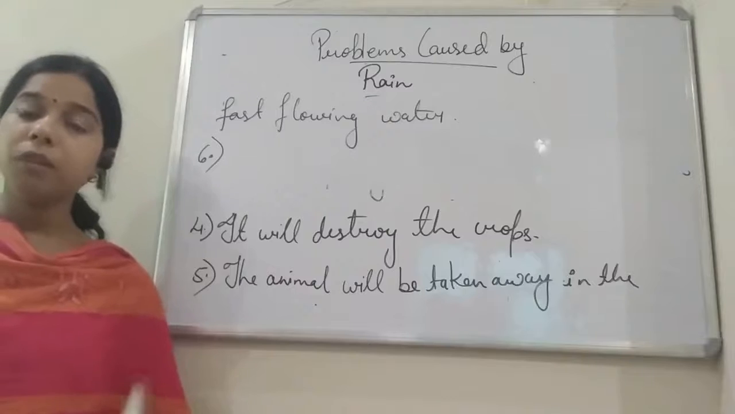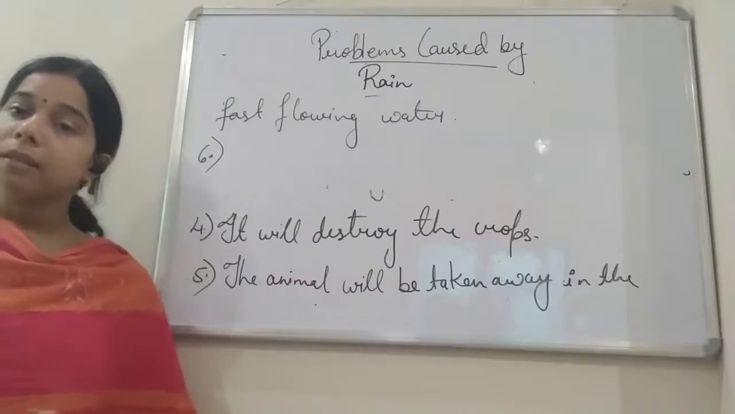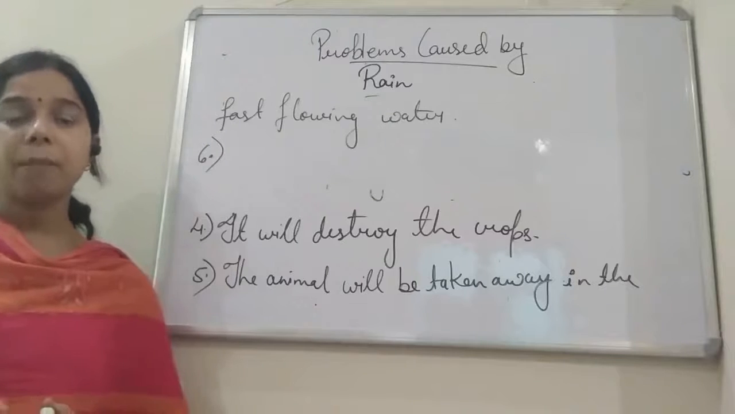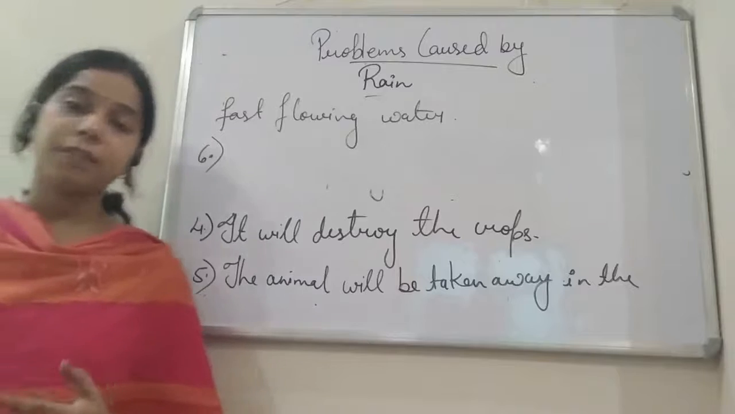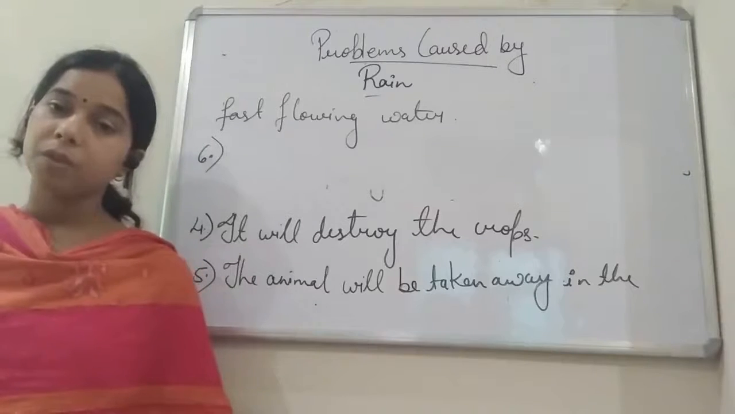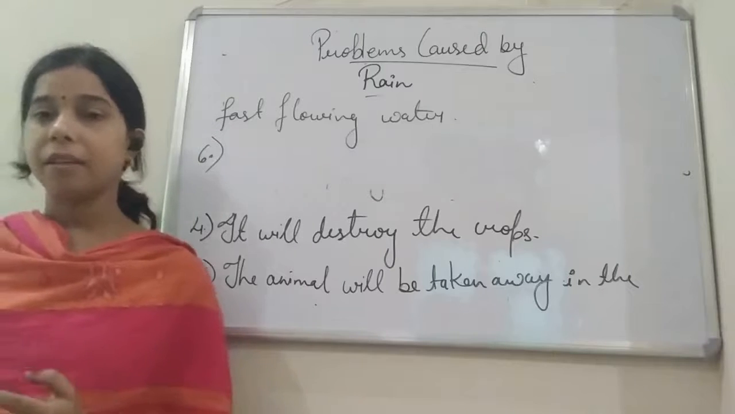Now, if the amount of water is very high, then what will happen? These pores will also be filled by the water, and finally there will be no oxygen available in the soil, and the animals present in the soil will finally die.